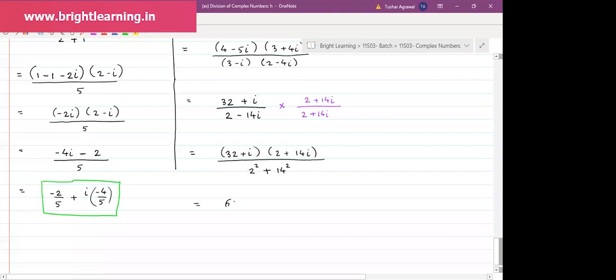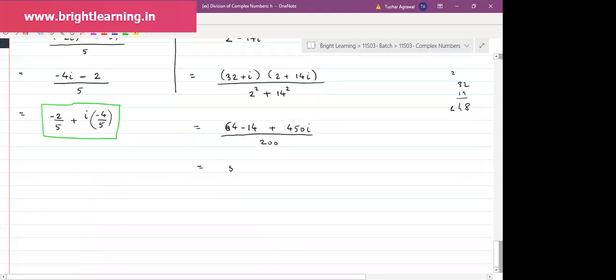So 64 minus 14 is the real part, and the imaginary part will be 2i, and 32 into 14i I will have to do. 14 twos are 28, carry 2, 448. 2i and 448i, so that will be 450 times i. Okay, and this complete divided by 196 plus 4, which is 200.